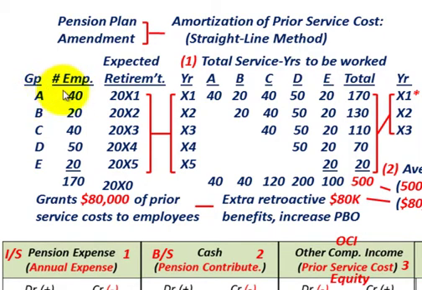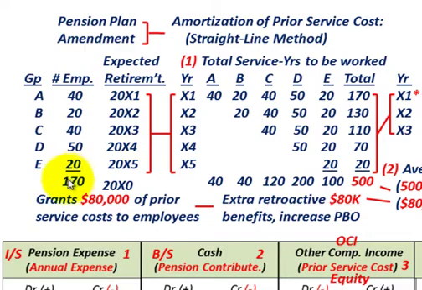I've got them grouped here. We're going to have 5 groups of employees, A through E, and the number of employees in each of these groups is shown here. Group A has 40 employees, and they are expected to retire in 20X1, and I've got the other groups listed here too: number of employees and their expected retirement year, which would be the end of the year.